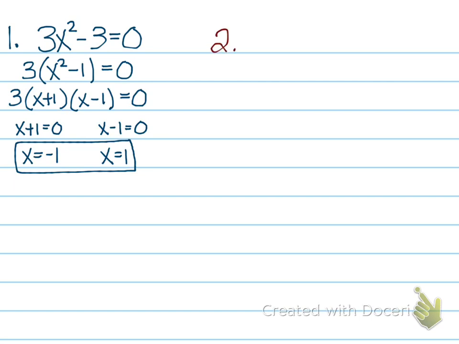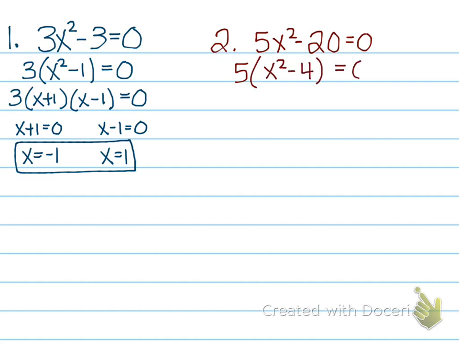Number 2 is 5x squared minus 20 equal to 0. This is also a GCF. We can pull out a 5 first. And then again, we're left with the difference of two squares because x squared and 4 are perfect squares, and there's clearly a difference there because we have a minus sign. So we have 5 times x plus 2 and x minus 2.